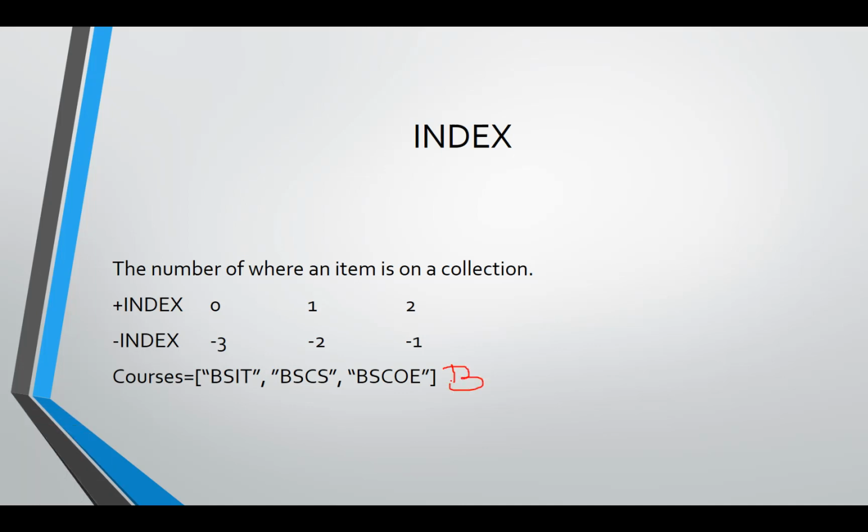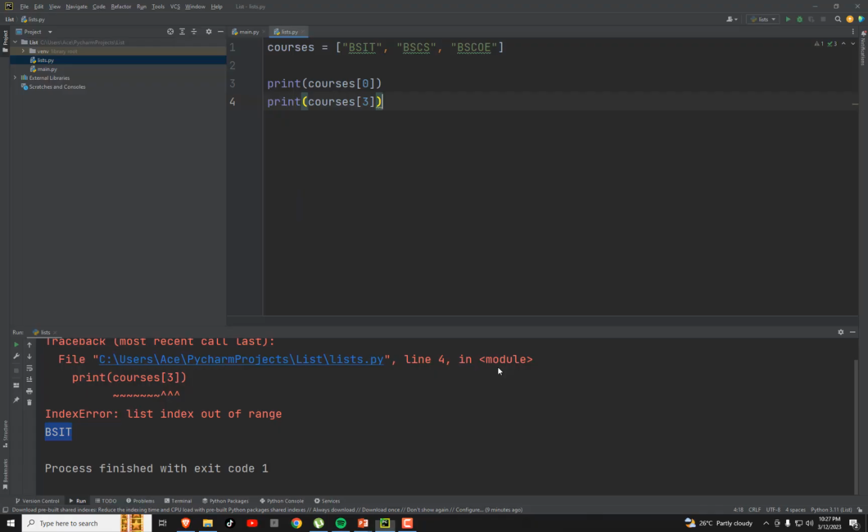Let's say BS Ed. What happens is that it becomes negative 1, then 2, then 3, and then 4, like that. If we add another value to courses, for example, negative 3, then we have 1, 2, 3.